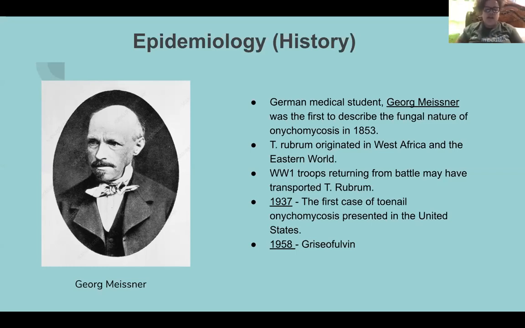The first case of onychomycosis presented in the United States happened in 1937, and treatments back then were mostly just topical, such as sandpaper and potassium permanganate soaks. However, in 1958, griseofulvin was introduced, the first oral antifungal medication, and doctors saw that it worked a lot better because it was able to penetrate the nail, unlike the topical treatments they had before.